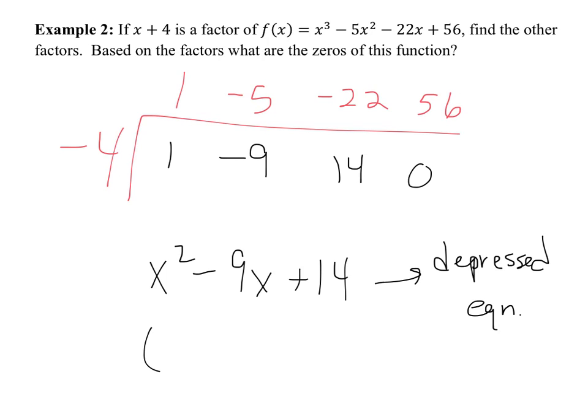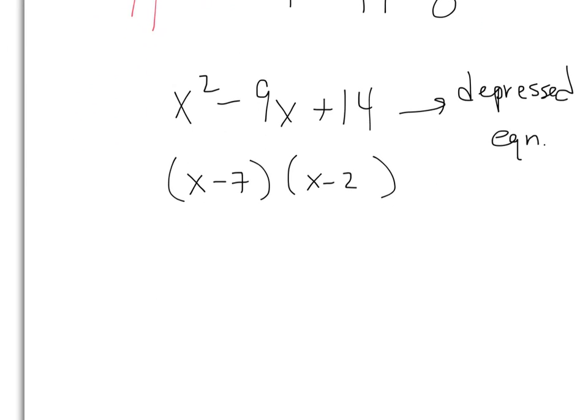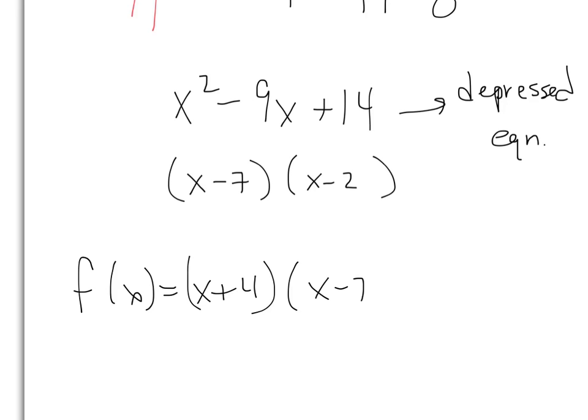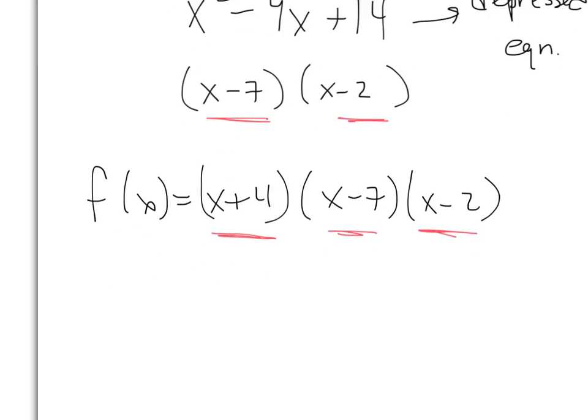So as a result, we factored this further. What do we get when we factor this? Sabine? Now, if those are the factors, that means that f of x is really this: x plus 4, x minus 7, x minus 2. We know x plus 4 was given. The other two factors we just determined. So that's what f of x looks like in factored form.